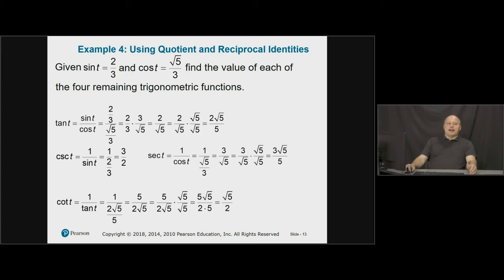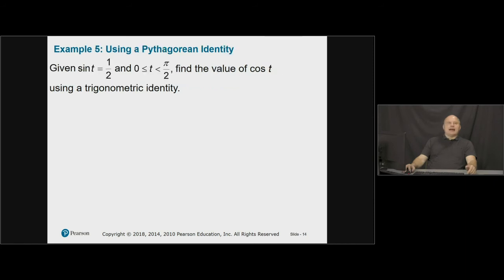So that's the beauty of this. There's not always just one way to do some of these problems. All right, so example 5, using the Pythagorean identity.